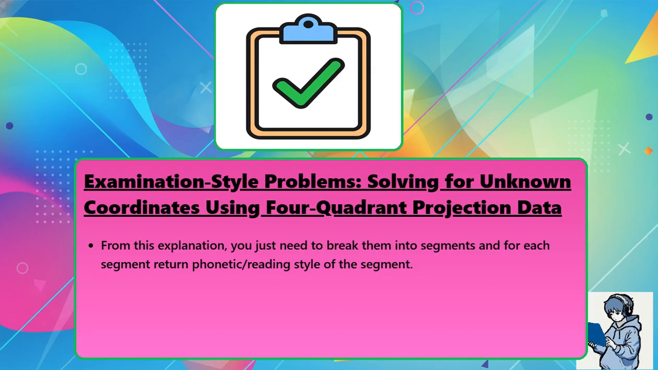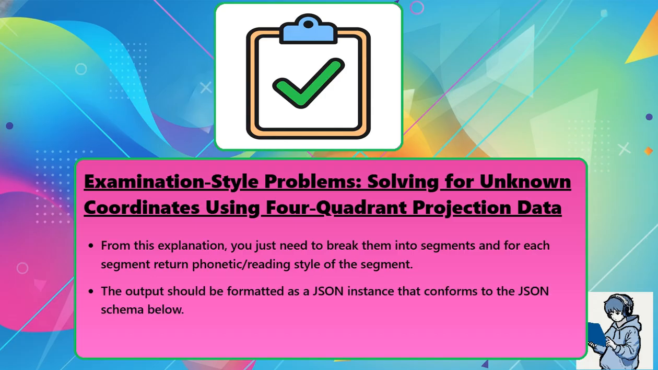From this explanation, you just need to break them into segments, and for each segment return phonetic reading style of the segment. The output should be formatted as a JSON instance that conforms to the JSON schema below.